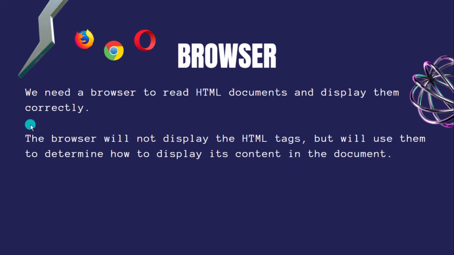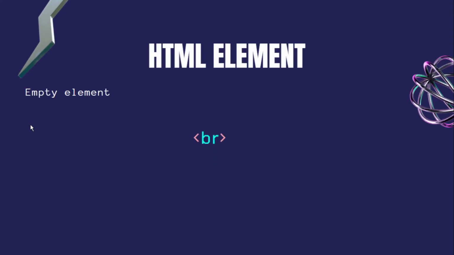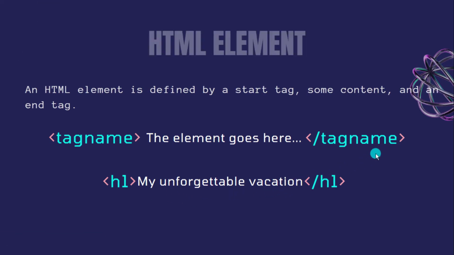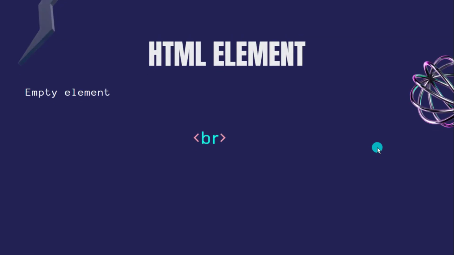If we go back here, what's going to happen if we write this H1, my unforgettable vacation, and the forward slash H1? What's going to happen? The browser will not display H1 and forward slash H1 and these angle brackets. It will simply display its content. What is its content? My unforgettable vacation. That's what the browser does. Let's continue.